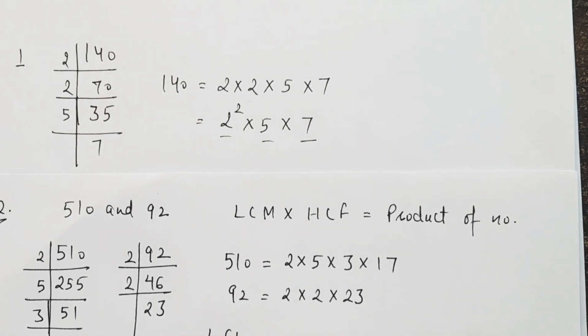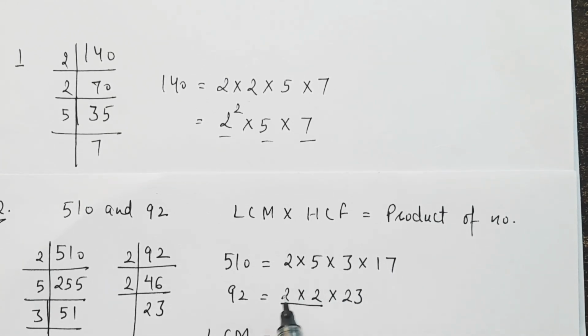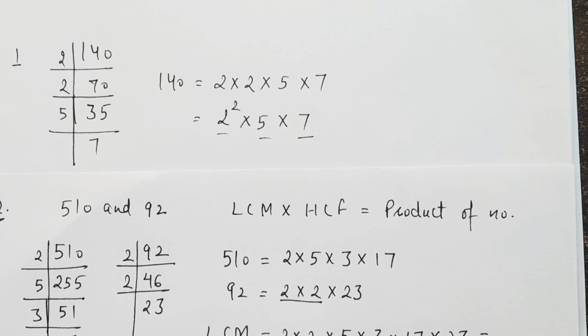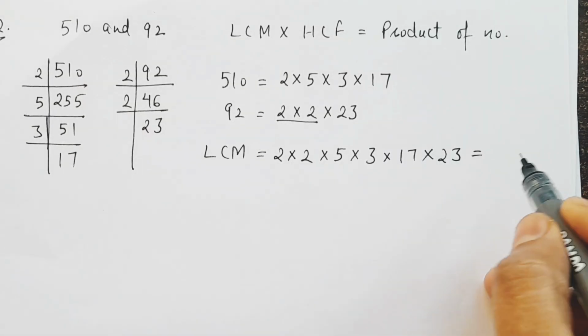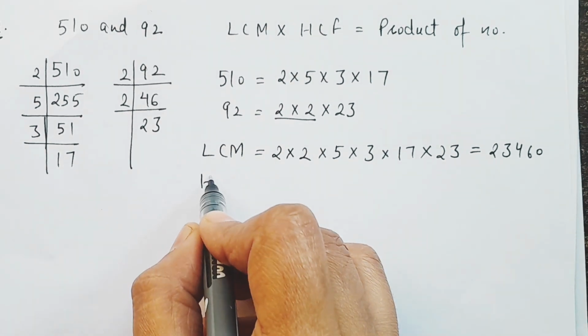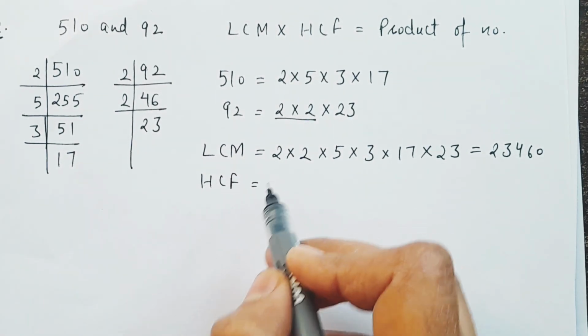So first we will find the LCM. LCM of the numbers is, we will write all the factors at least once and maximum times, as many times as the number appears in any factorization. So 2 is appearing the maximum times, here once, here 2 times, so we will write 2 twice. Now 5, 3, 17 and 23 also we will take. So their product will be our LCM. Their product is 23460.